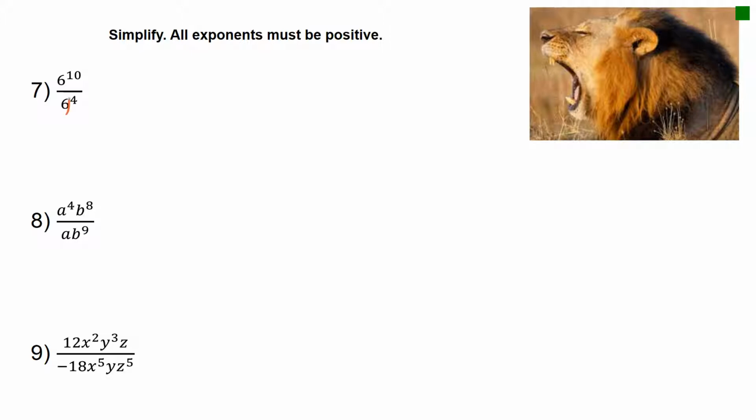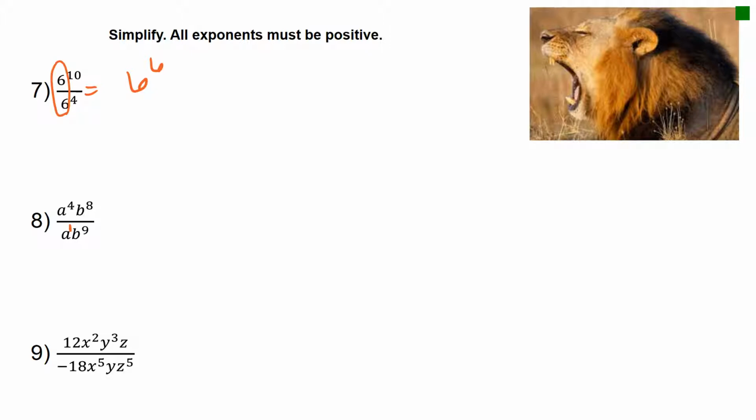This is the one that everybody keeps messing up on. What's being repeated? 6. There are more 6s up on top. There are 10. We're going to take away the 4 from the bottom. That would cancel. So 10 minus 4 is 6. And if that's your only part of the problem, just leave it as 6 to the 6, okay?